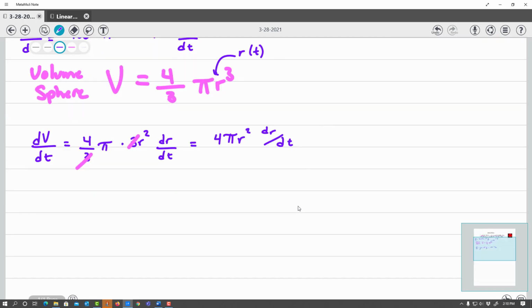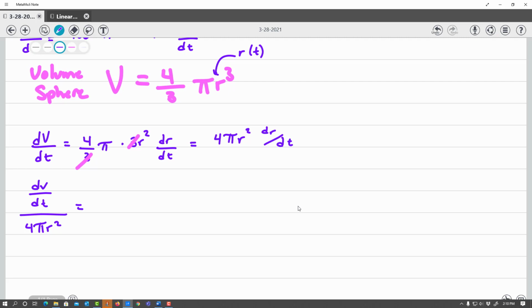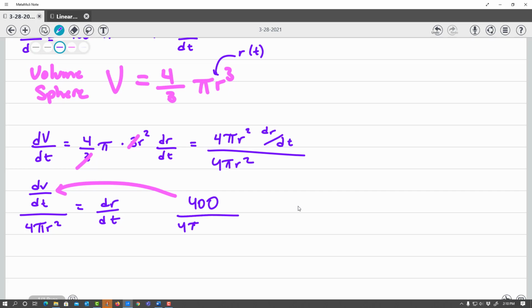And that's what they're asking me to find, right? They're asking me to find dr/dt, so I would actually solve for dr/dt, which means I would have dV/dt and I'm going to divide off the 4 pi r squared. So in other words, I'm doing this because I'm trying to solve for dr/dt. And then I know this value was given, so I put in my 400 over 4 pi, and they told me when the radius was 8 inches. So this is my dr/dt.